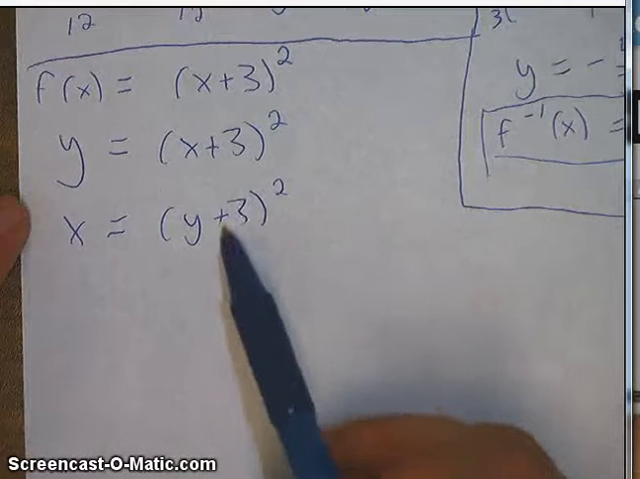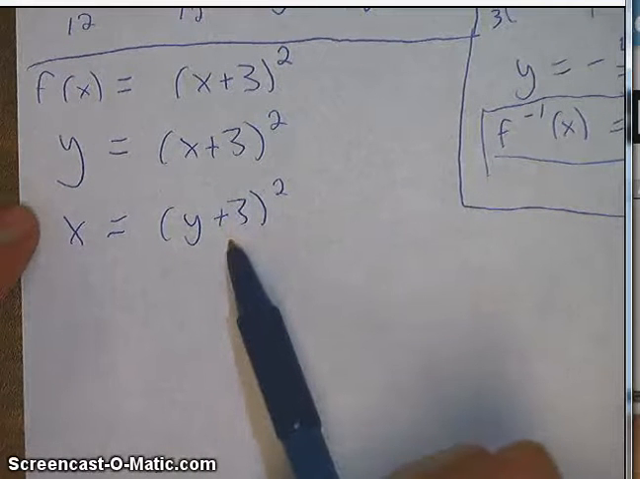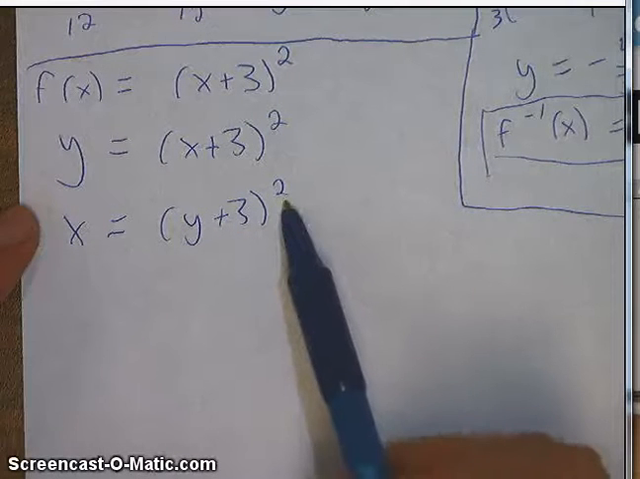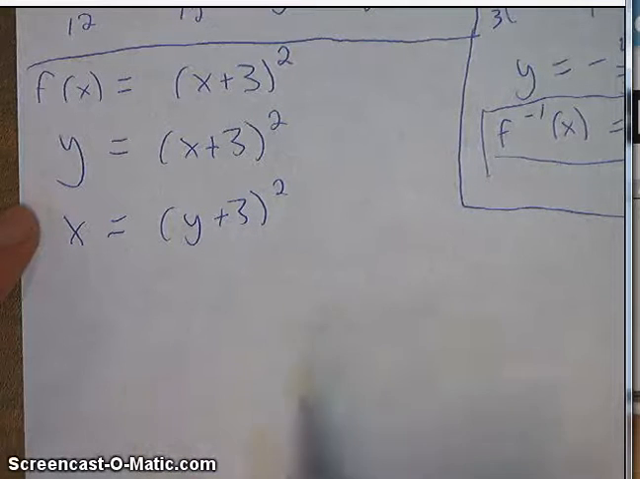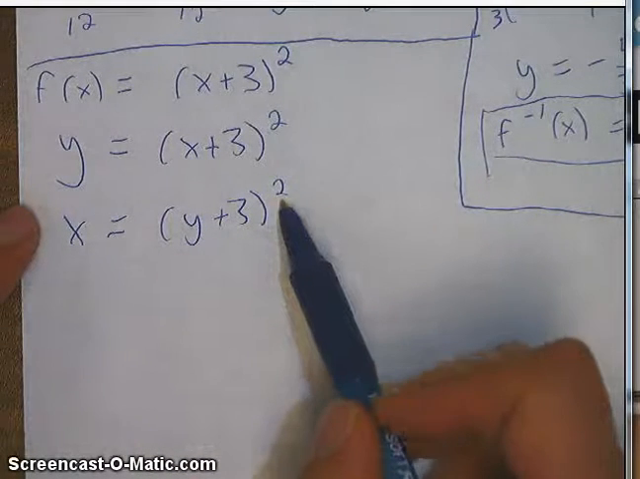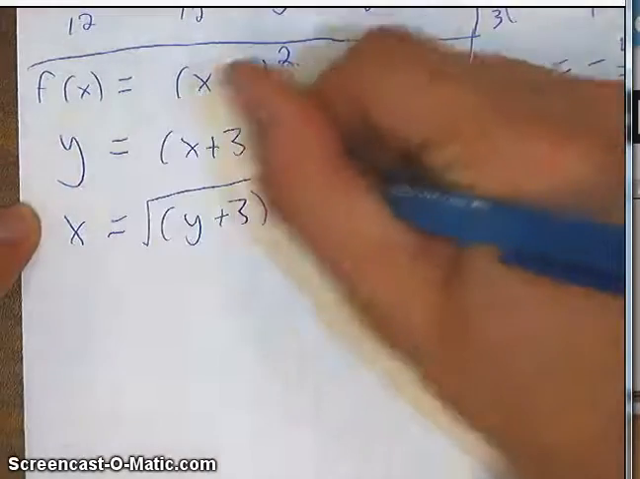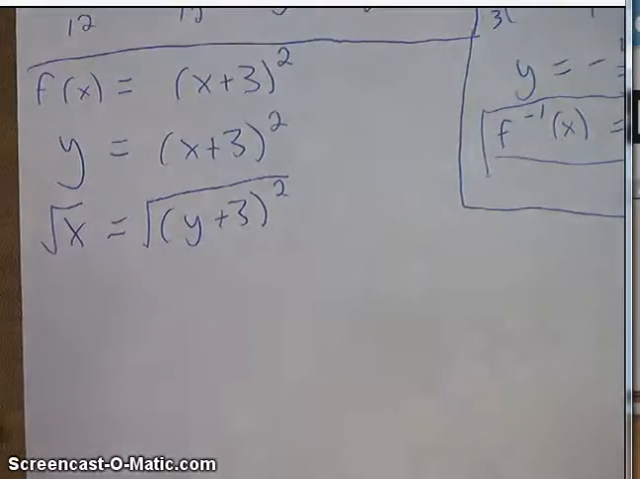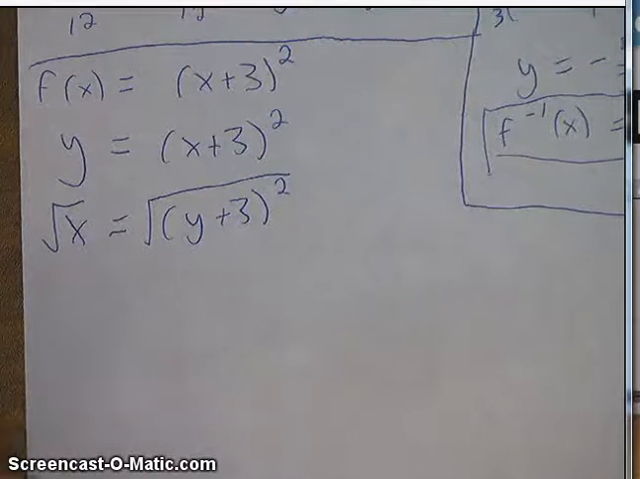Some of you might be tempted to subtract the 3 first, but that would be bad. You don't want to do that. You want to get rid of the squared first. We're working from the outside in. And the opposite of a square is a square root. So I'm going to take the square root of both sides. But remember that whenever you take a square root, you're not just taking one square root. You're going to end up with the positive and negative of that square root. Like the square root of 4 is not just 2. Square root of 4 is positive and negative 2.